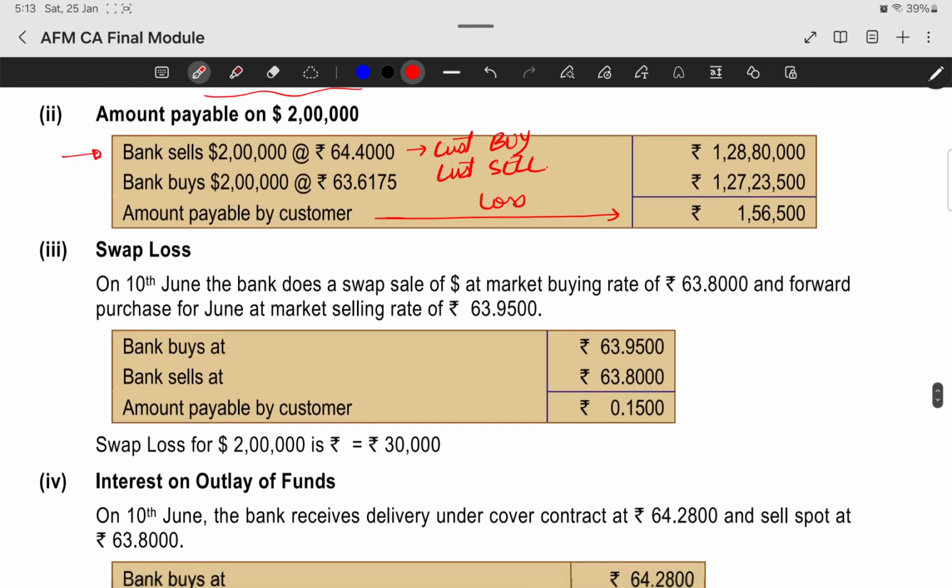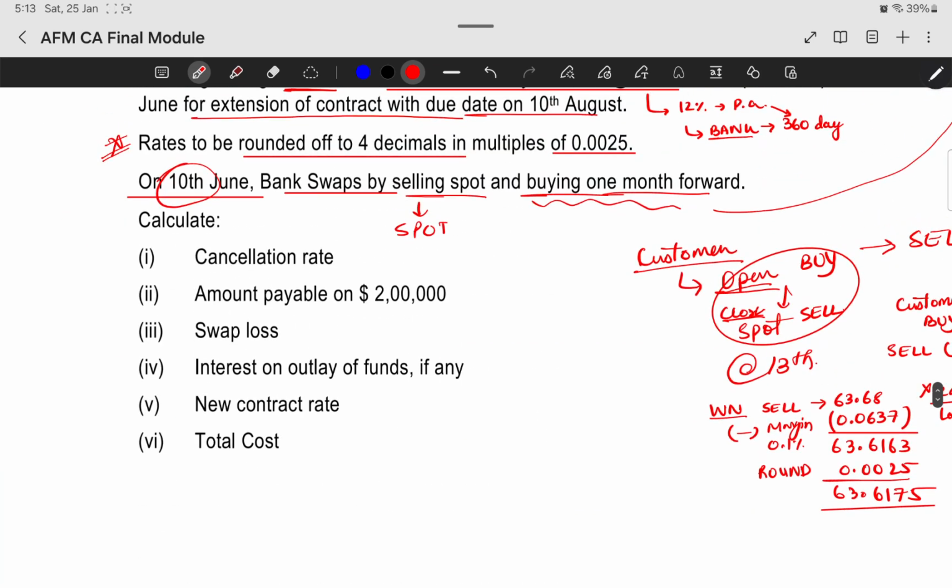Okay, now coming to the second part, you have done this. Now the swap loss, interest on outlay of funds, and the new contract rate. The new contract rate is very simple. New contract on 10th August, buy. When it's buying, you add the margin.